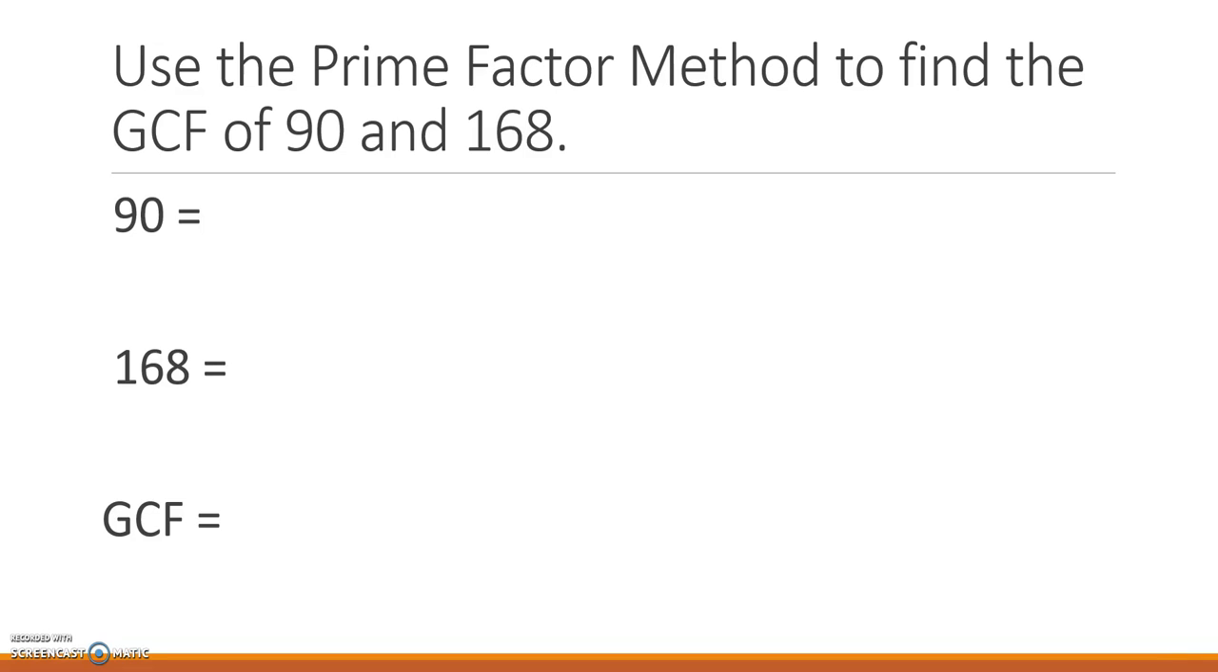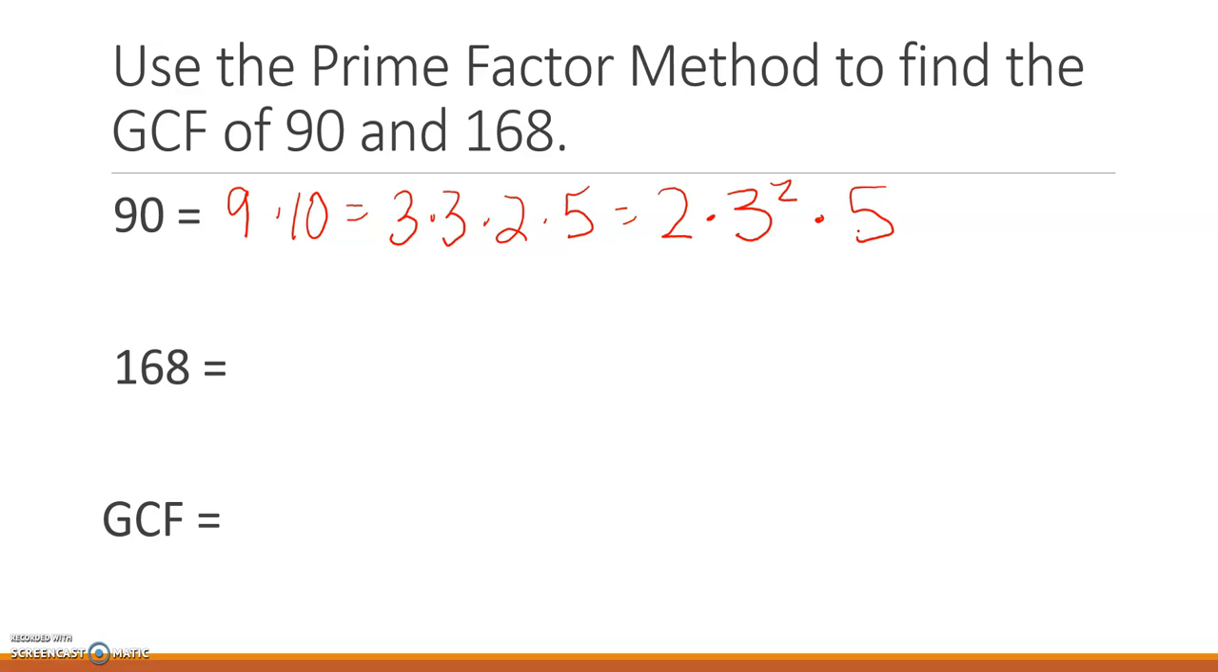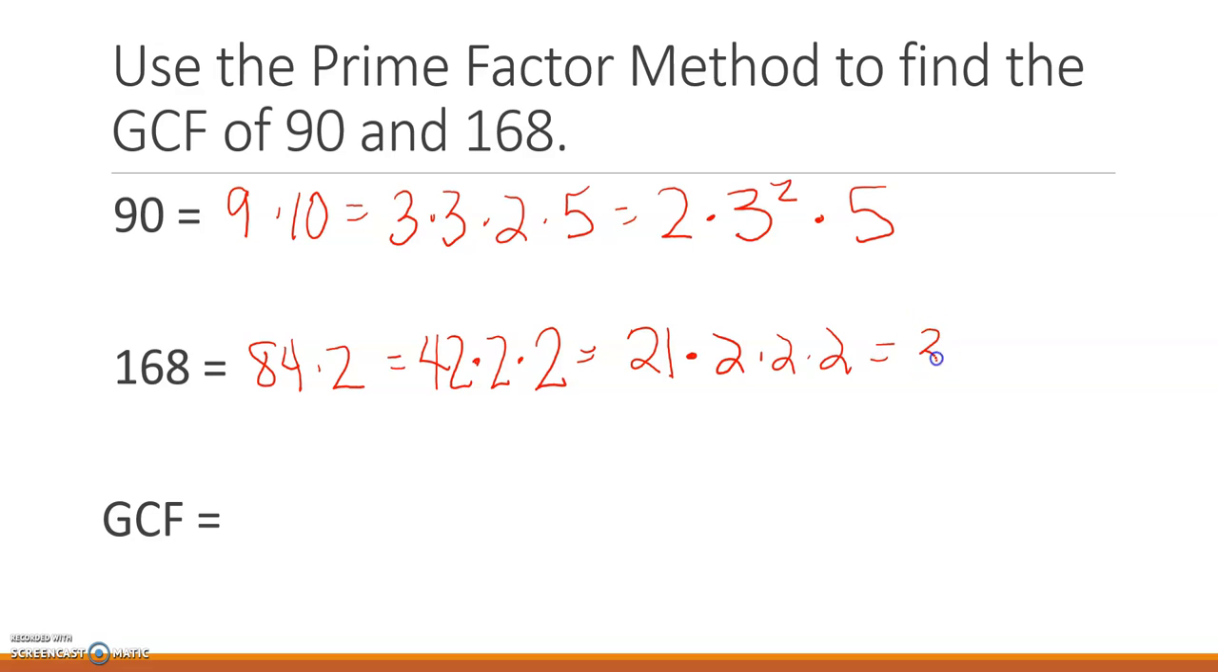Use the prime factor method to find the GCF of 90 and 168. 90 factors into 9 times 10, which is 3 times 3 times 2 times 5, which is 2 times 3 to the second times 5. 168 factors into 84 times 2, which is then 42 times 2 times 2, which equals 21 times 2 times 2 times 2, which is 3 times 7 times 2 to the third.